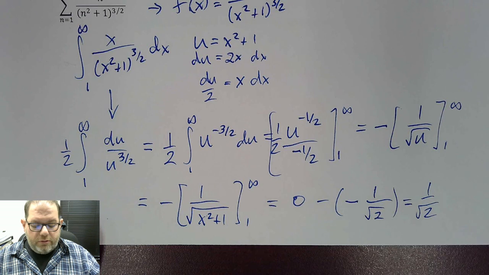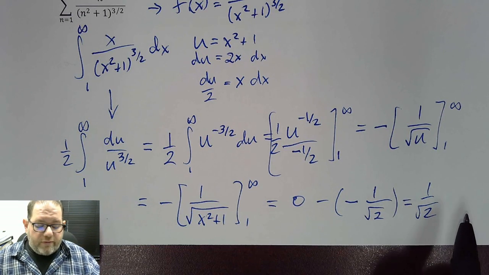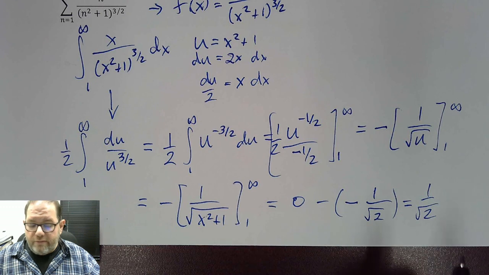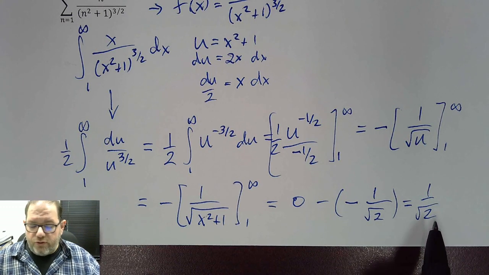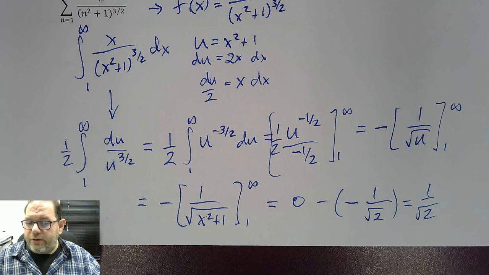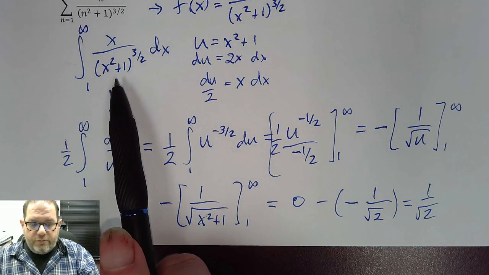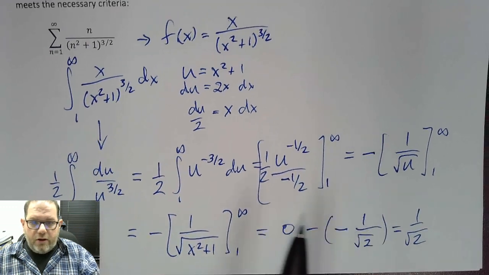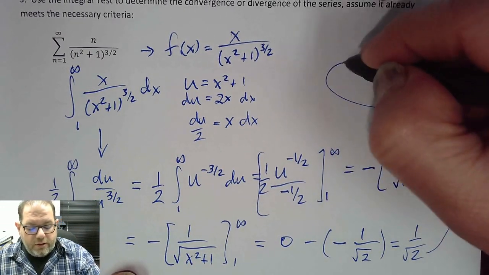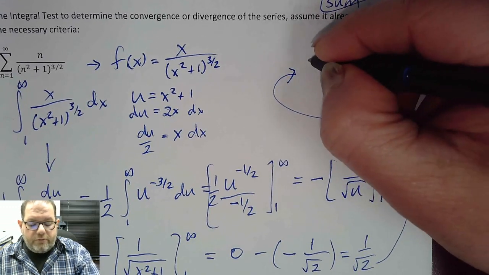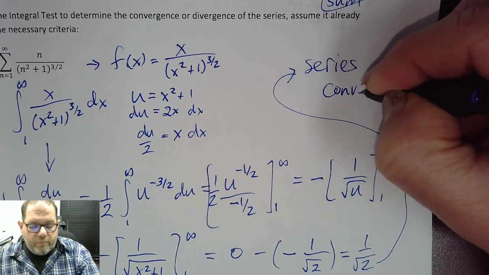Now, the actual value here is not important. The main thing is, is this a finite number or is this infinite? Because if it's finite, then we know this converges. If this were infinity, we would know it diverges. And so since the value of the integral converges, we can say the series itself also converges by the integral test.